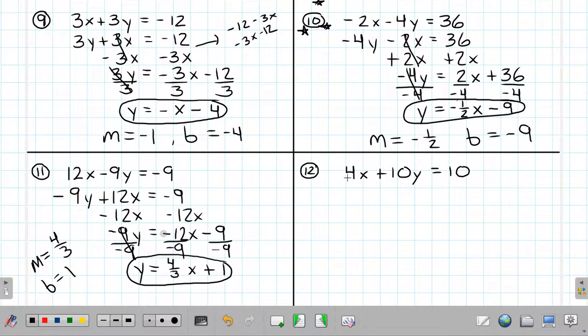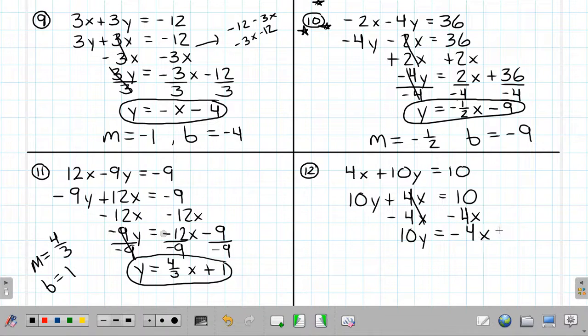In the last one of these types of questions, I actually think this is an easier one than these others, because these have all the negatives. This is actually just going to be 10y plus 4x. Here we have to subtract 4x, so we are getting a negative by subtracting, but we just divide through by positive 10.